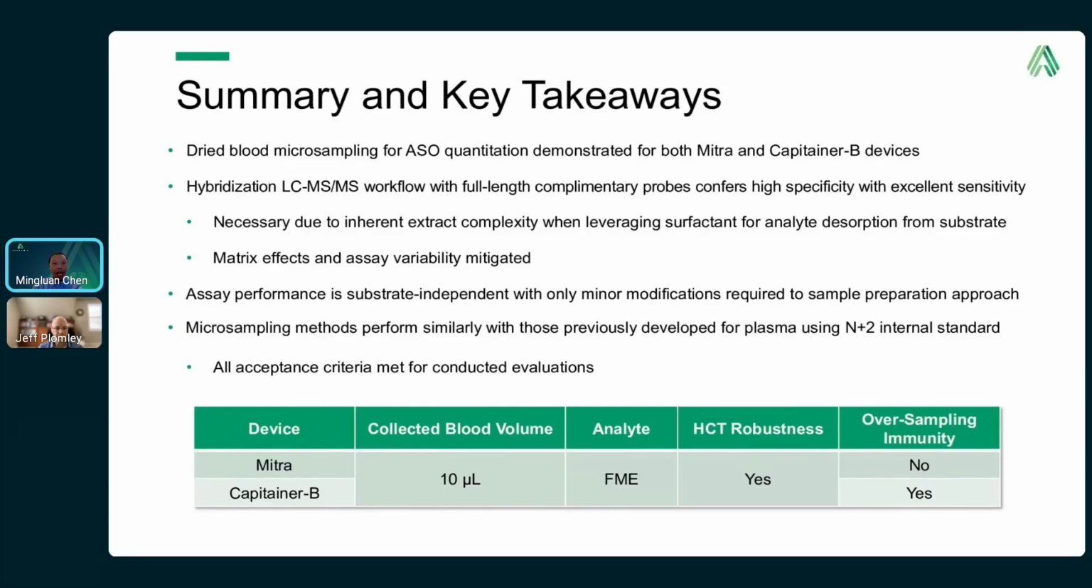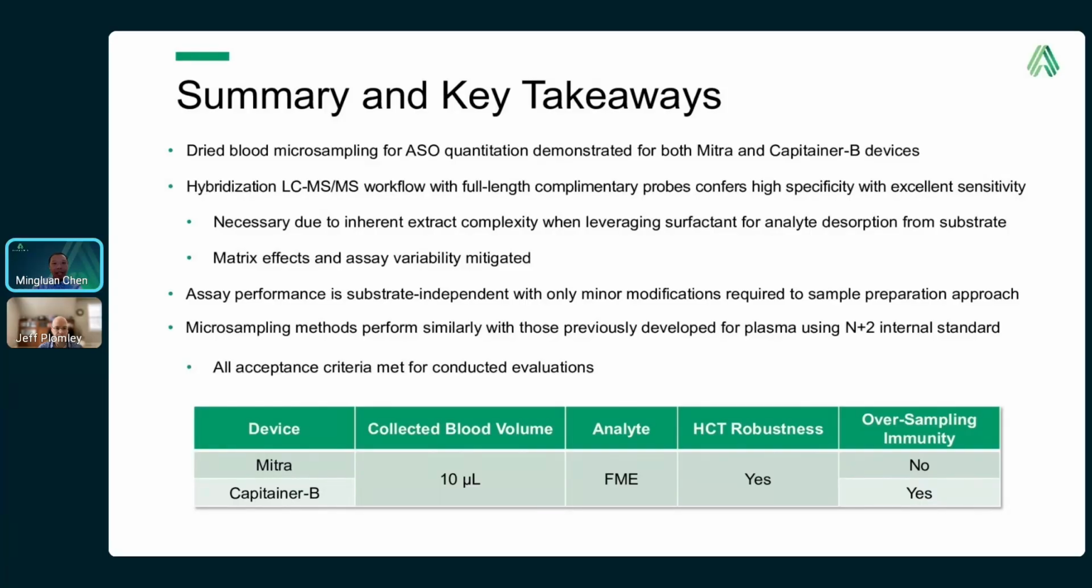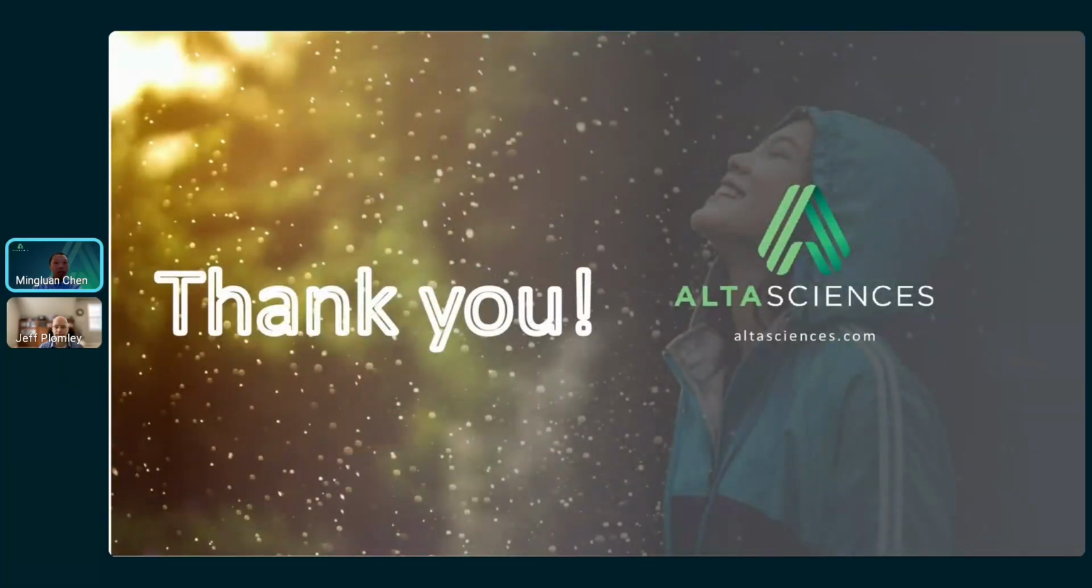The workflow is highly specific and consistent, even when surfactants are used for the analyte desorption. And the assay performance was not impacted by hematocrit variation or oversampling, confirming the reliability of the method. Overall, this result shows that volumetric microsampling with hybridization LC-MS is a flexible and robust approach for analyte bioanalysis across different microsampling platforms. All right, thank you very much for your time.